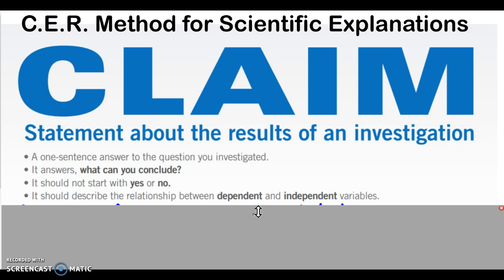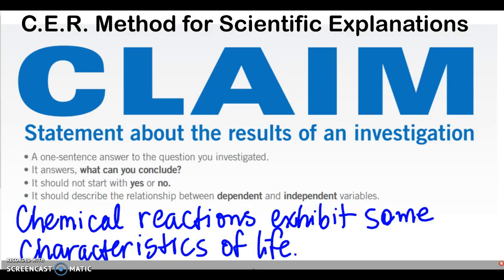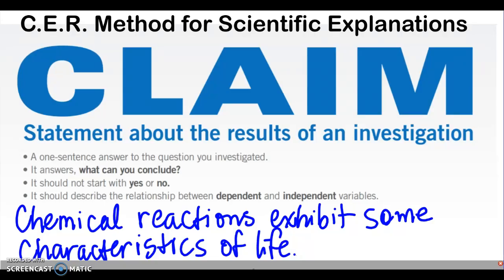We didn't really focus a lot on independent and dependent variables for this particular lab because we were just doing an observational lab, okay? So one way to state a claim for the particular Is It Alive lab that we did is: chemical reactions exhibit some characteristics of life. That would be a claim that we could make about yesterday's experiment. Okay, so that is the claim of our experiment.